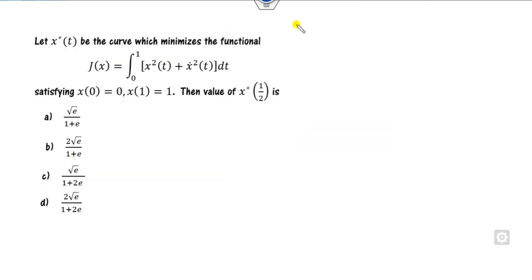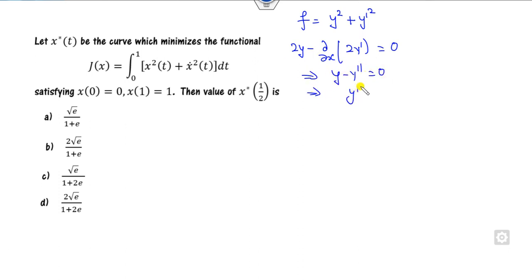Okay, look at this one. I can simply write this function as y square plus y dash square. Now we can take the partial derivative here. So what is the meaning of that? 2 will be cancelled out. y minus y double dash is 0.